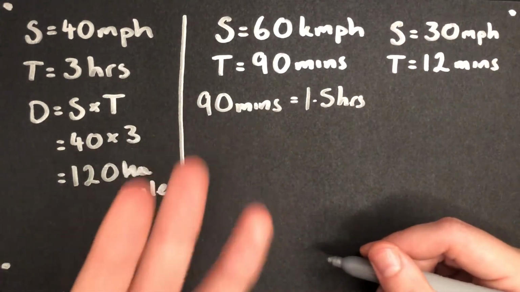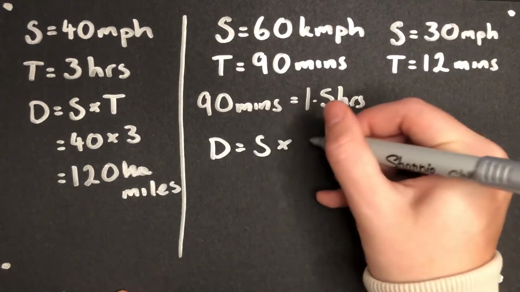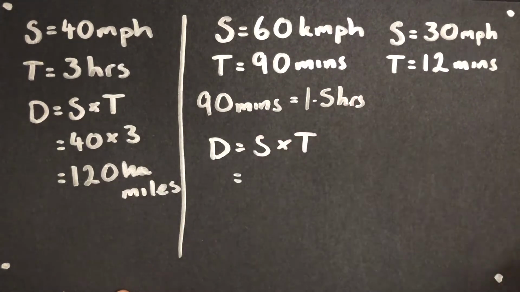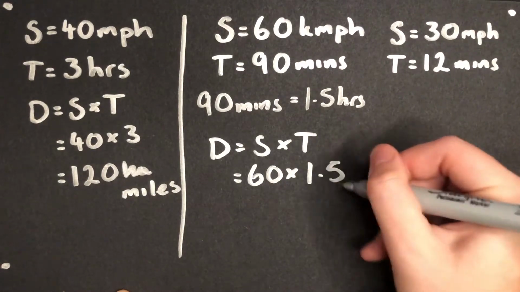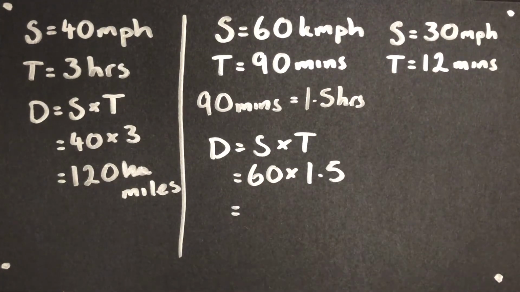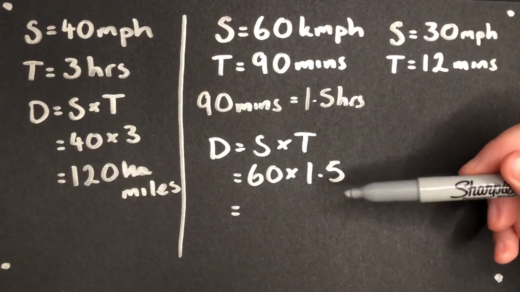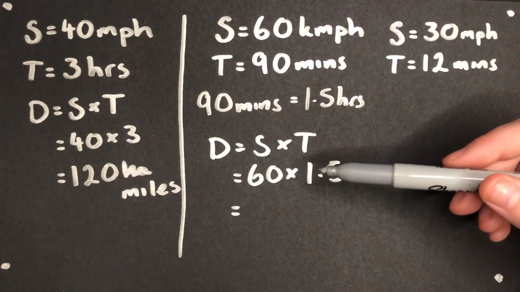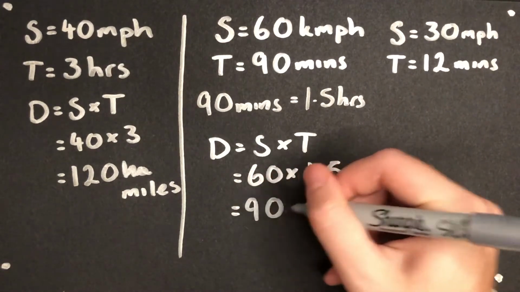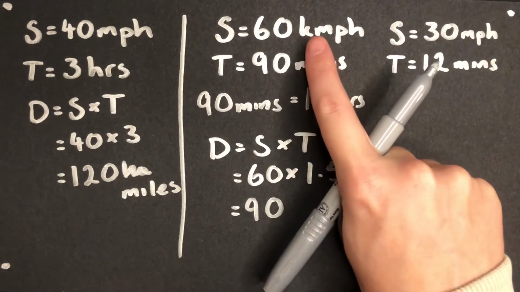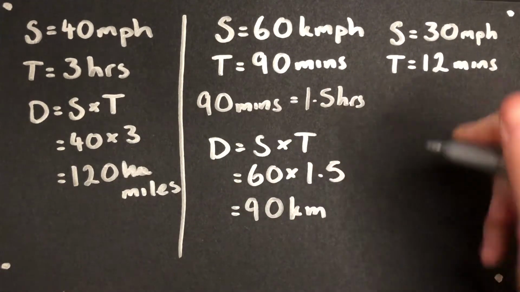Okay, same 3 lines of working I want to show again. So I'm going to start with the formula. Distance equals speed times time. Then I'm going to do my substitution. My speed was 60. My time is going to be 1.5. And then finally, my answer. So you might want to think about how you would multiply by 1.5, but I would just half it and add it on. So half of 60 is 30, add it on, and that will give me 90. So 90. This time, looking at the units in the question, it's in kilometers. So my distance will be 90 kilometers.